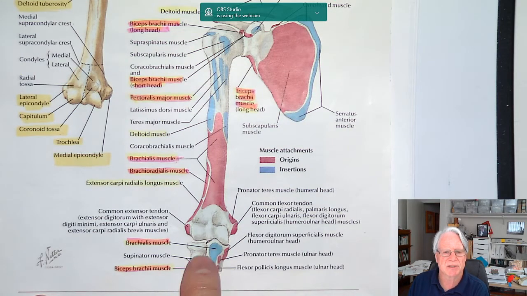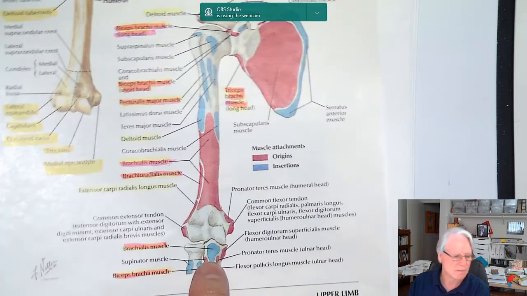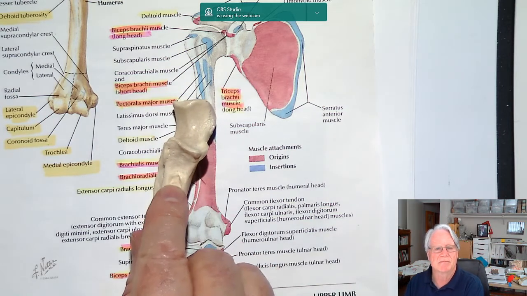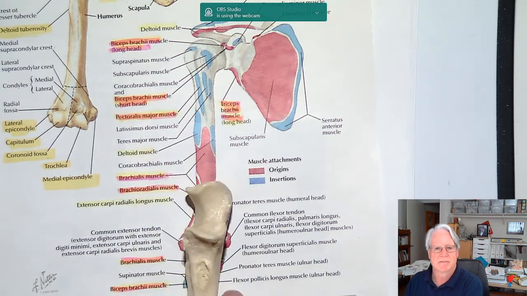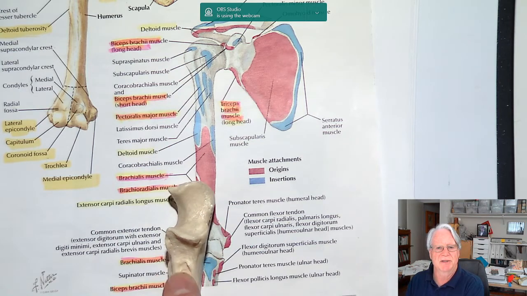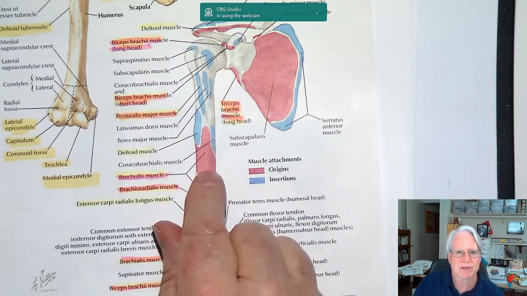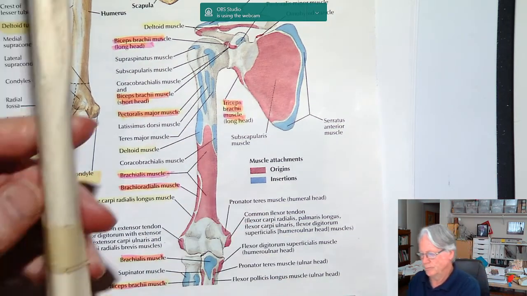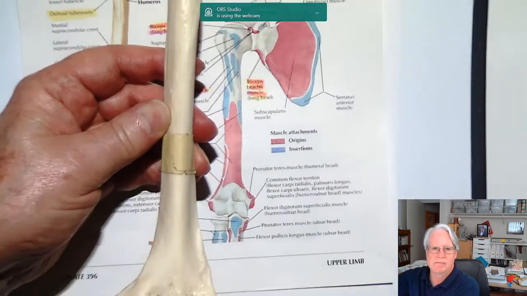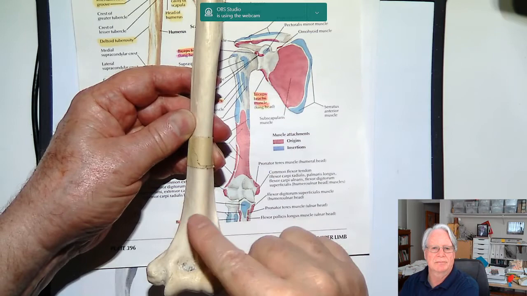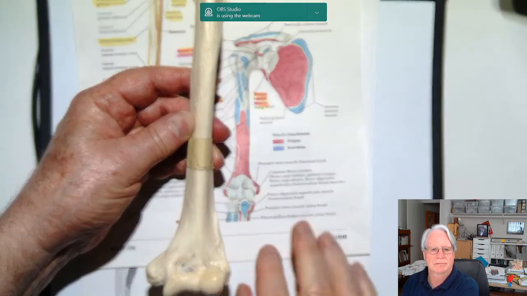This is the radius on this side. This is the ulna, and that's the ulnar tuberosity right underneath that lip. And that would be that right there. So that corresponds to this. Okay. This surface is all of this. Okay.